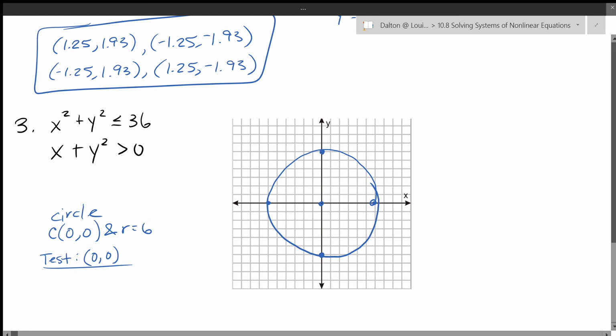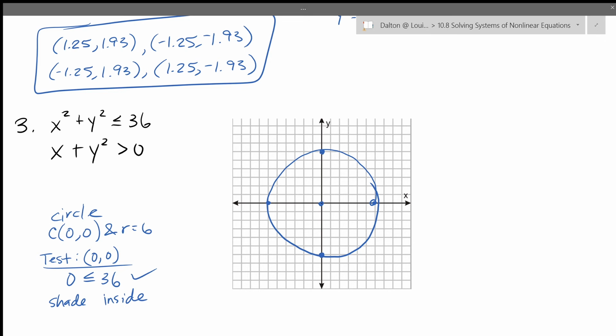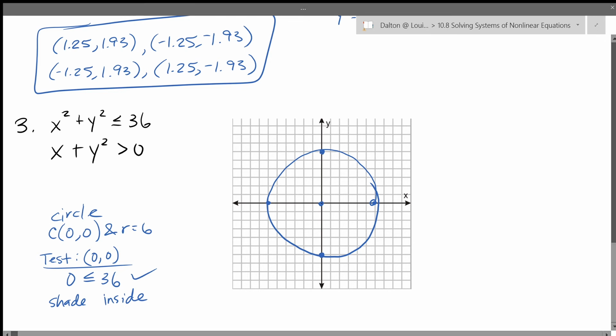So when I test 0, 0, I get 0 squared plus 0 squared, which is 0, is less than or equal to 36, which is true. So if that is true, do I shade on the inside or outside of the circle? Inside. So I'm going to save the shading until last because I want to shade where they're going to overlap each other. Okay, so we'll shade on the inside of the circle.